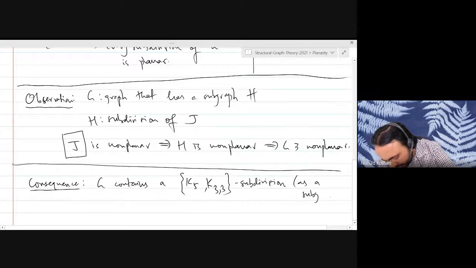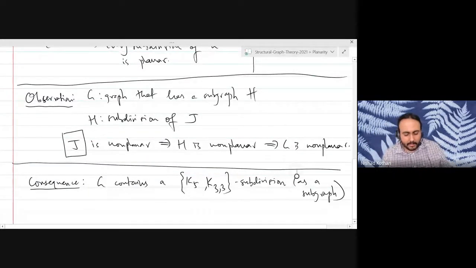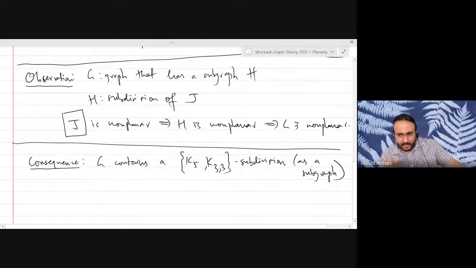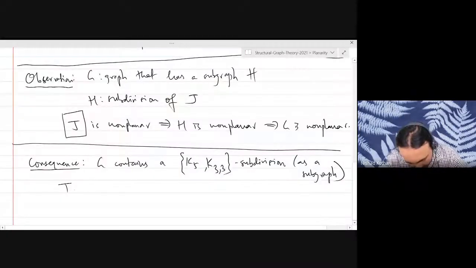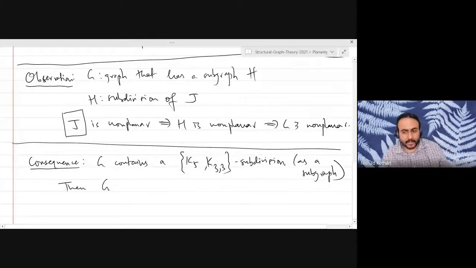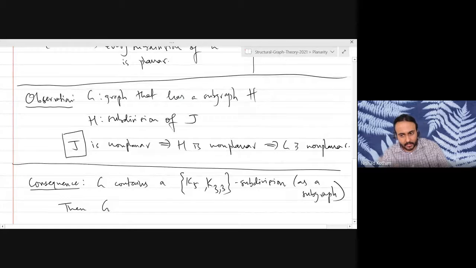Right? So what do I mean by this statement? I mean that G has a subgraph, and that subgraph is a subdivision of K5 or of K33, one of the two. And then what does this imply? K5 and K33 are non-planar, so the subgraph will also be non-planar, and therefore the whole graph will be non-planar.